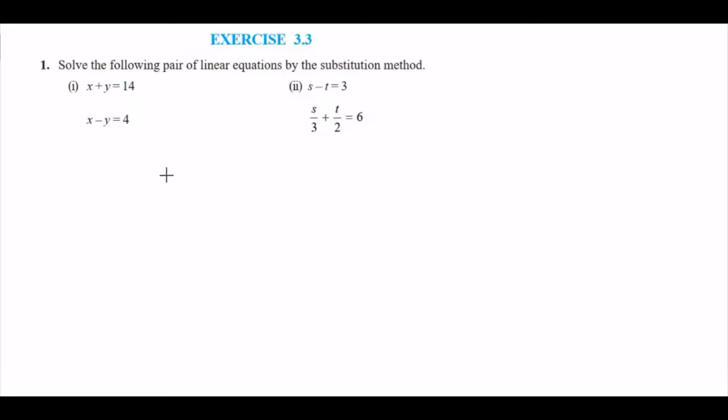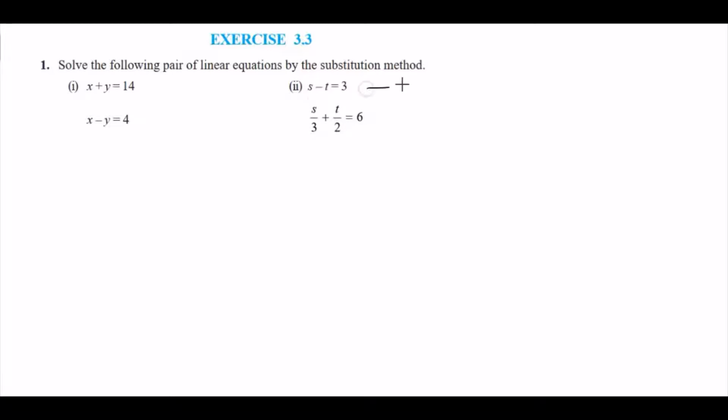The second question is, s minus t is equal to 3 and s by 3 plus t by 2 is equal to 6. So here when you compare, you can see it's not necessary to compare each time, but if you compare, you will understand what type of solution you are going to get when you use the substitution method. So here it is a1 by a2 and b1 by b2. Here you can see a1 by a2 is not equal to b1 by b2. So you will get a unique solution.